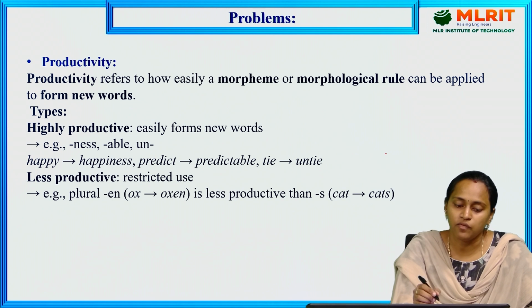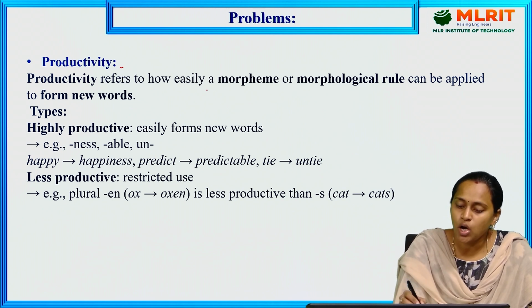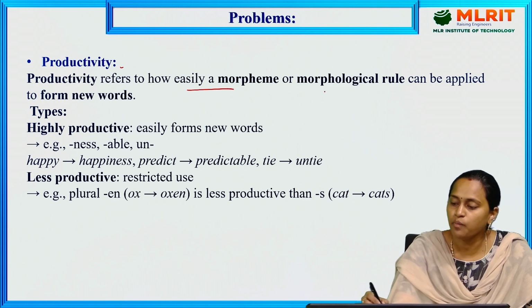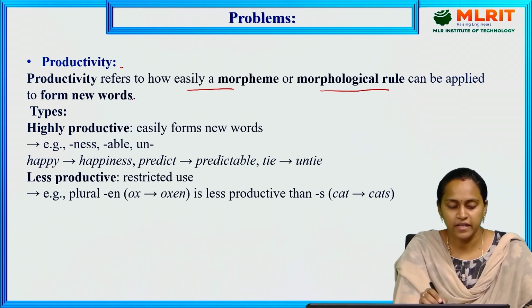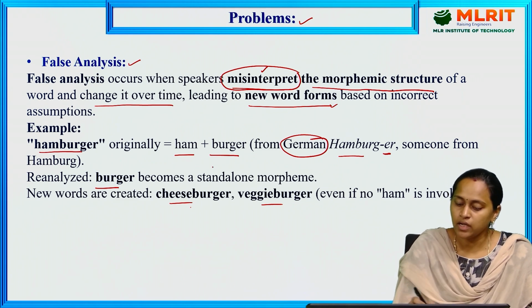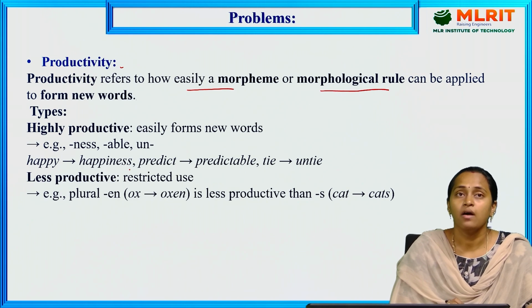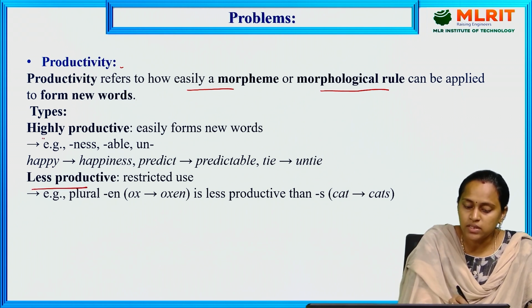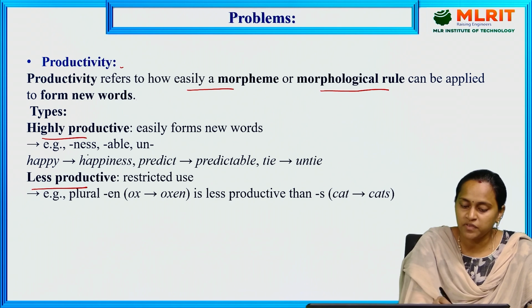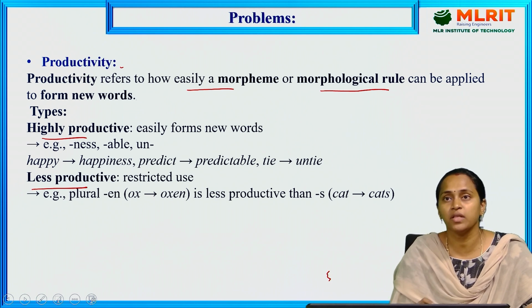Next, productivity. In morphology, productivity refers to how easily a morpheme or morphological rule can apply to form new words. That means we are getting new words, right? This is the drawback in morphological parsing. Example, highly productive and less productive. See here, some suffixes: able, unable, happy, happiness. These are all productivities. We are framing new words.